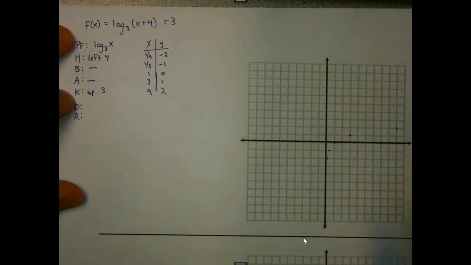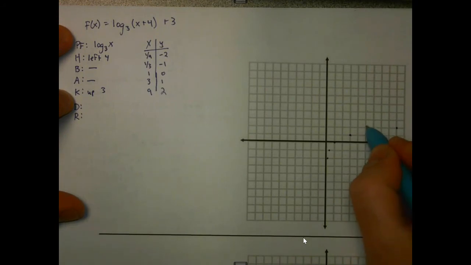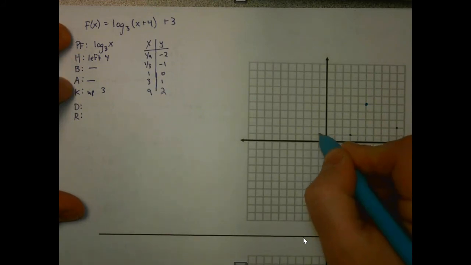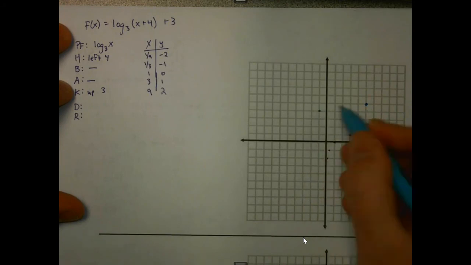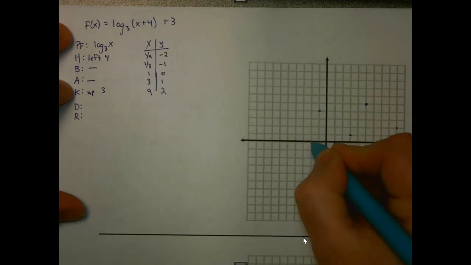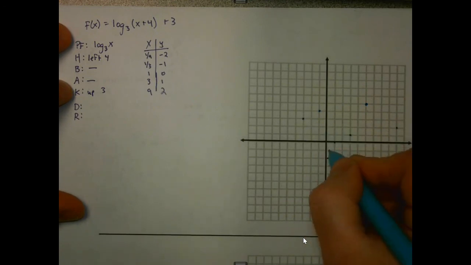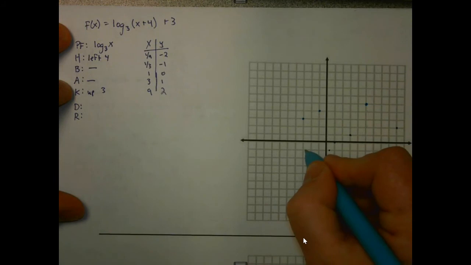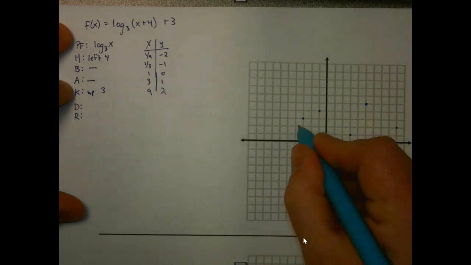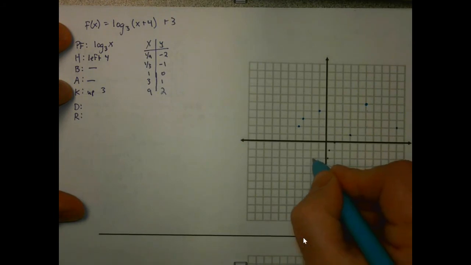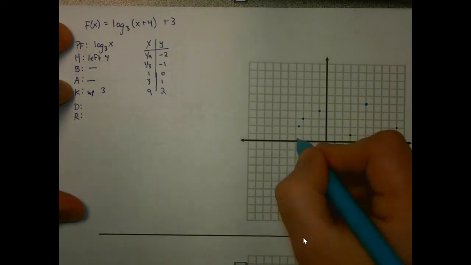So if I go left 4, 1, 2, 3, 4, up 3, 1, 2, 3. Left 4, up 3 again for each of the next points, counting 1, 2, 3, 4 left and 1, 2, 3 up, until the last one.